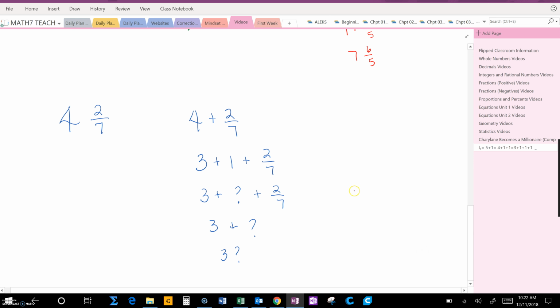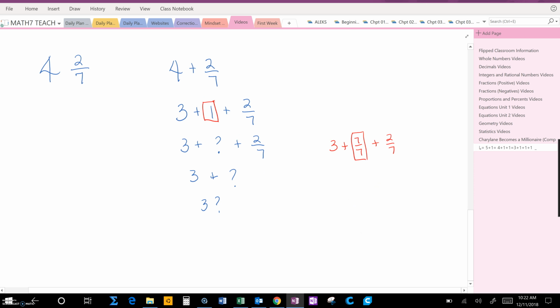So you should end up with 3 plus 7/7 plus 2/7. So we are replacing the 1 whole with 7/7 because any number over itself equals 1 whole. Now we're going to add the 7/7 plus the 2/7. And I'm going to show the in-between step here, which is adding the numerators and keeping the denominator. So we end up with 3 plus 9/7, which equals 3 and 9/7. So 3 and 9/7 is equal to 4 and 2/7.